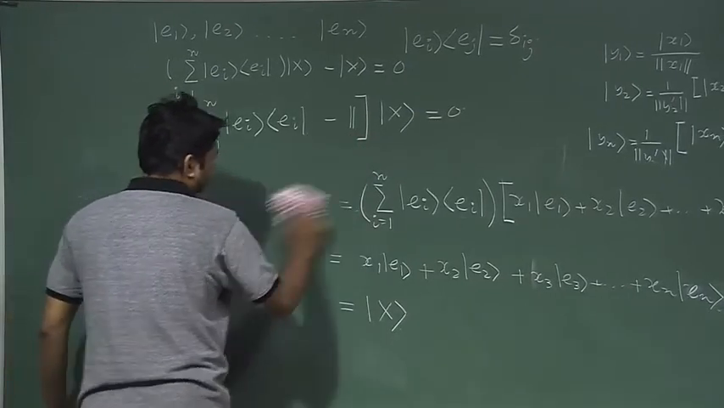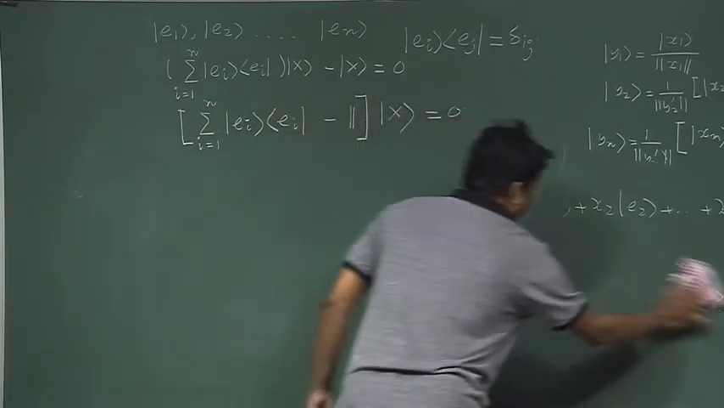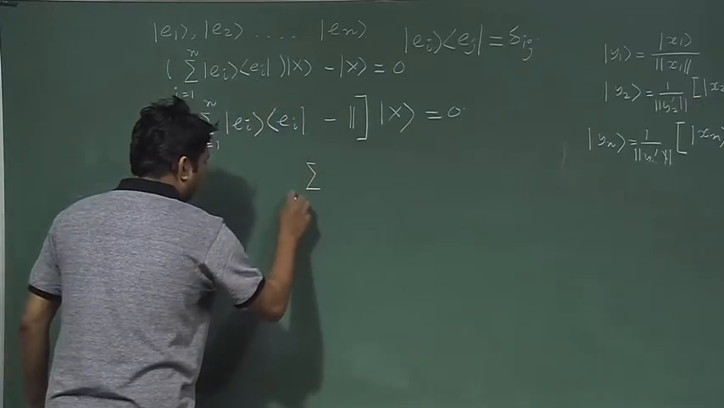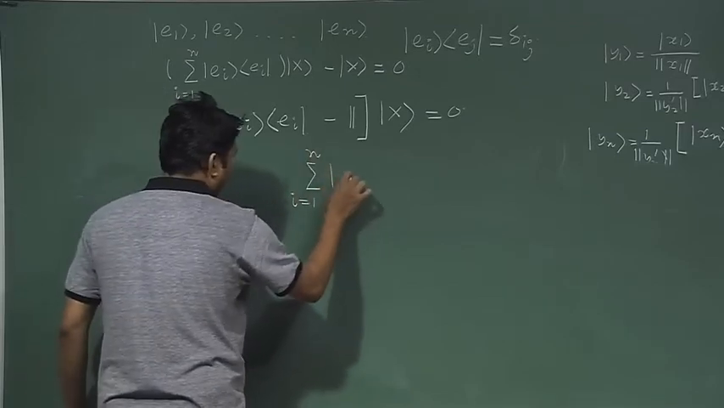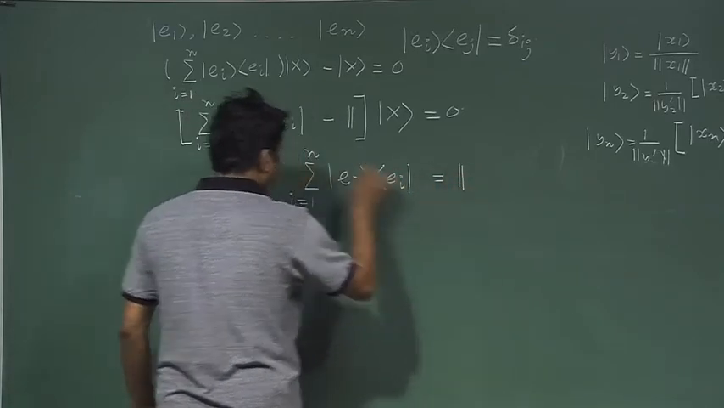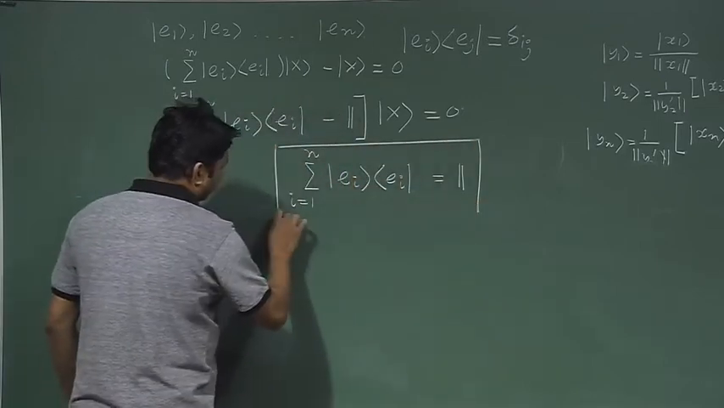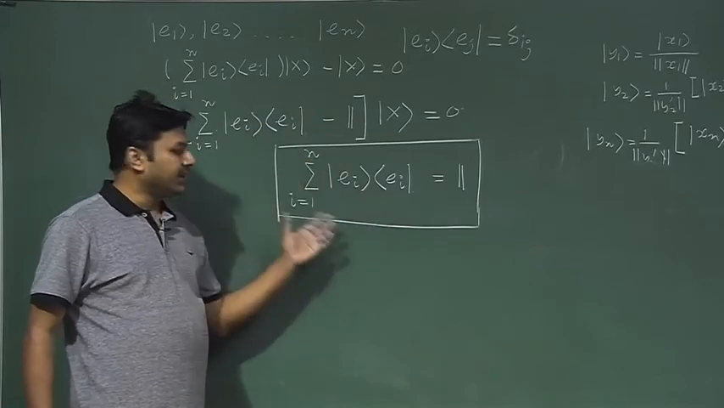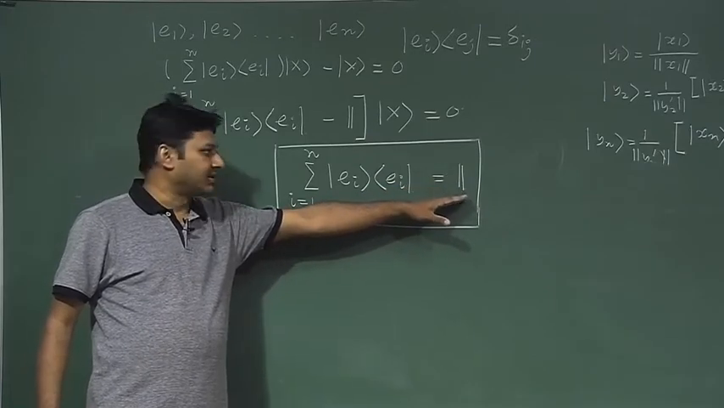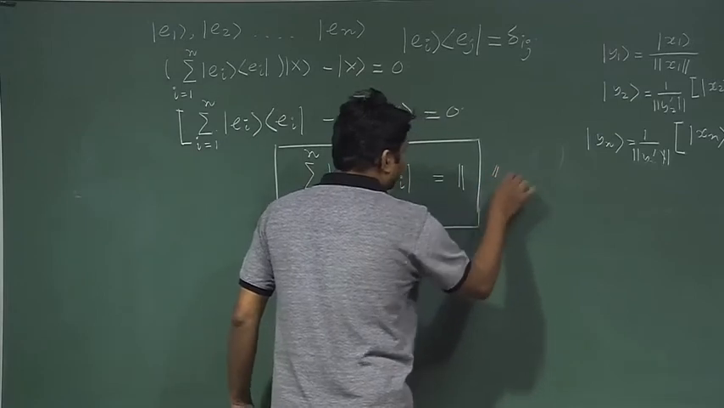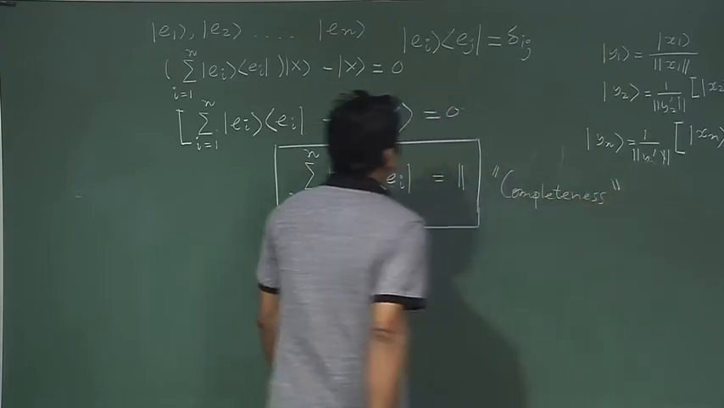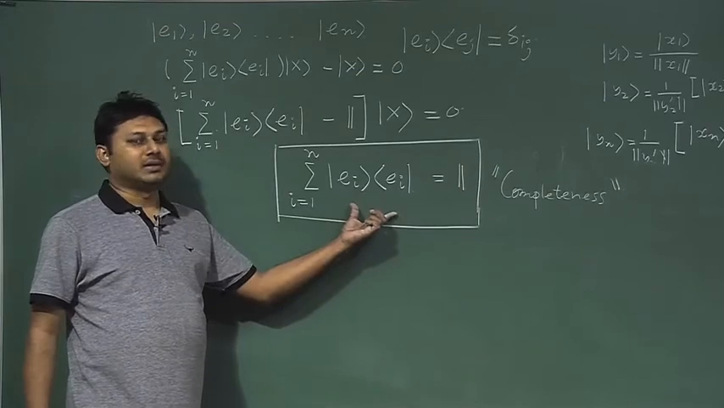So now from here I will have a very important expression. This expression has a special name: the projection operator over all the directions. If I take it, it essentially gives you the unit matrix. This special property is called completeness.